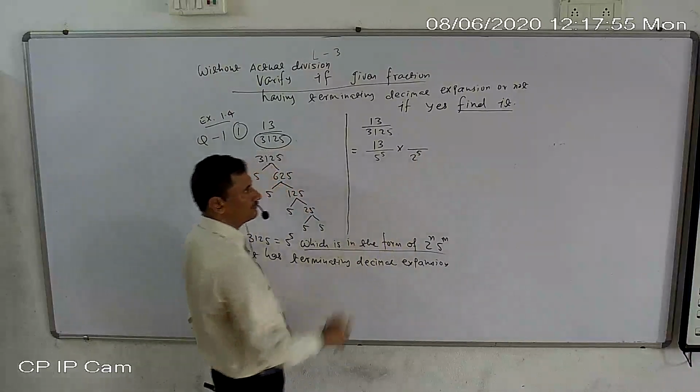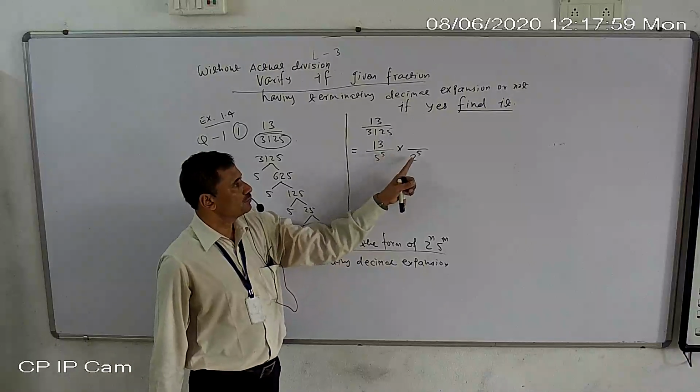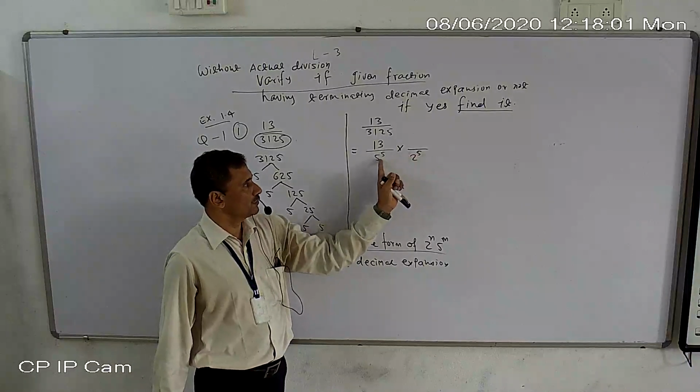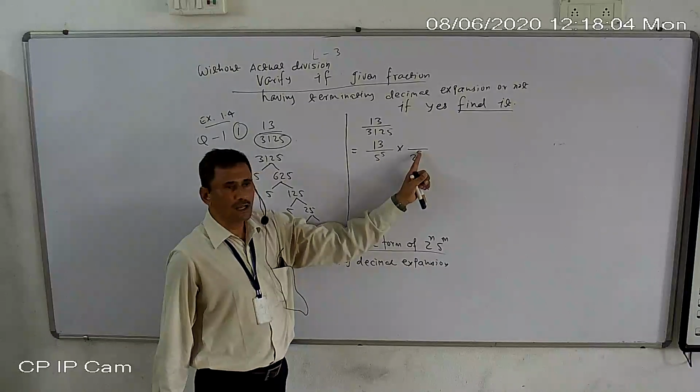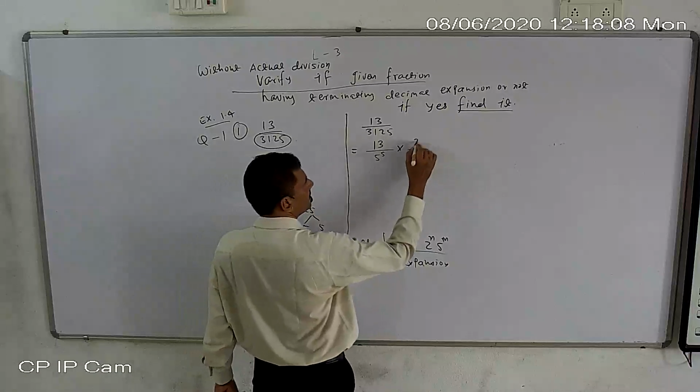Why by 2 raised to 5? You understand? 5 has degree 5, so 2 must have degree 5, but 2 is not there, so we get it extra. But if you multiply in the denominator, you have to multiply in the numerator also.